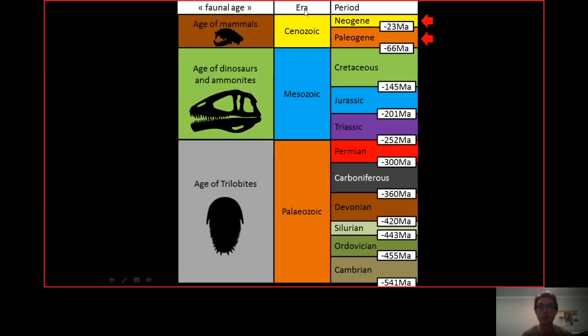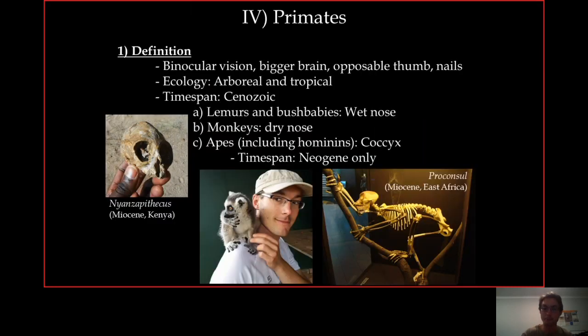So we're moving into the Cenozoic, the age of mammals. All the reptiles that lived in the Mesozoic are gone, and now the mammals will dominate. And among those mammals, there is one particular group called the primates, that have a very particular evolution.